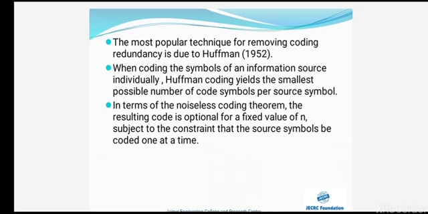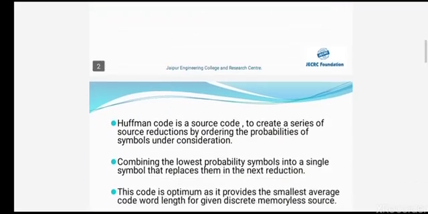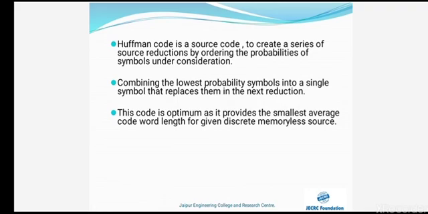In terms of the noiseless coding theorem, the resulting code is optimal for a fixed value of n, subject to the constraint that the source symbols be coded one at a time. Huffman code creates a series of source reductions by ordering the probabilities of the symbols under consideration, combining the lowest probability symbols into a single symbol that replaces them in the next reduction. This code is optimum as it provides the smallest average code word length for given discrete memoryless sources.